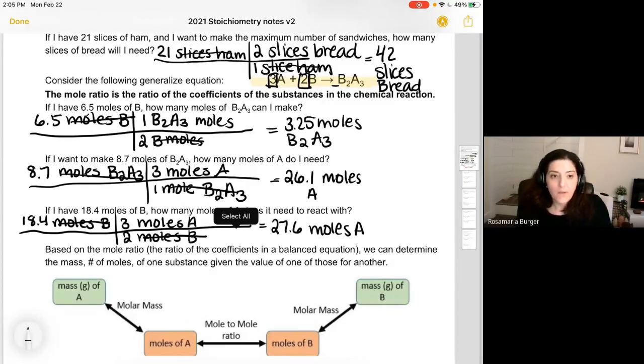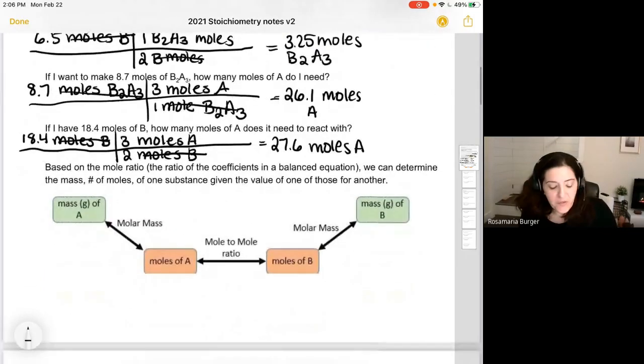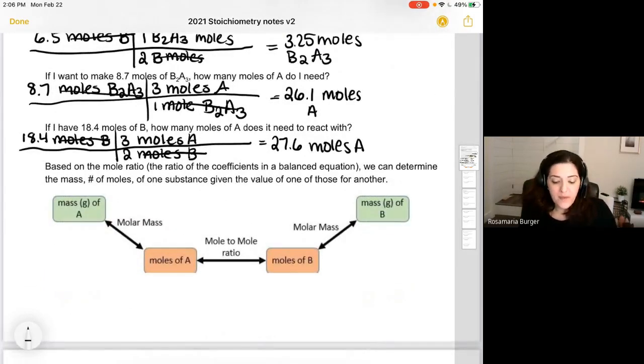Okay, so now we've been dealing with these theoretical examples, and now I want to start dealing with chemical equations. If you know one thing about one of your substances that's involved, you can find the number of moles of that thing, and using your mole ratio, you can determine the moles of something else and the mass of something else if they're asked for that as well.